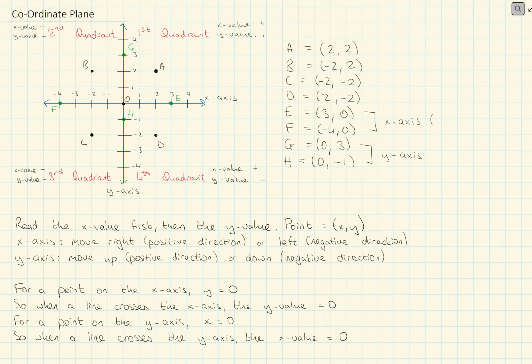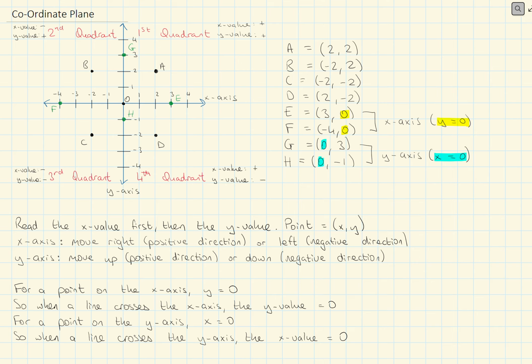So these two here were on the x-axis, and these two here were on the y-axis. When we're on the x-axis, my y value equals 0, and we can see there, that's what happened. And when we're on the y-axis, my x value equals 0. And if we have a look there, that's what happened.